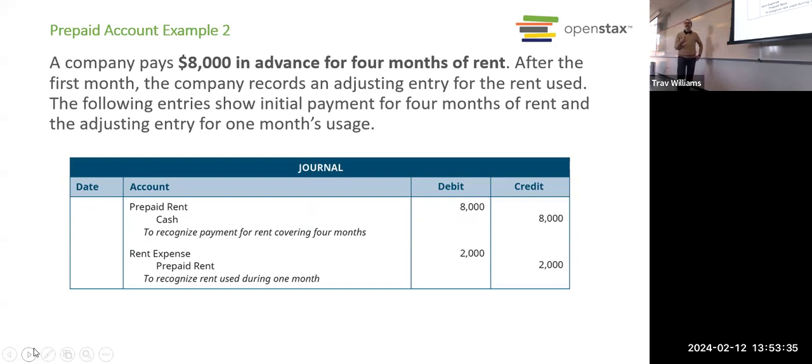$8,000 divided by 4 months comes to $2,000. So here's where we bought the rent. I guess you don't say bought rent, right? Here's where we paid for the rent. And after 1 month, we can count 1 month as a rent expense, and we would reduce our prepaid rent by $2,000.